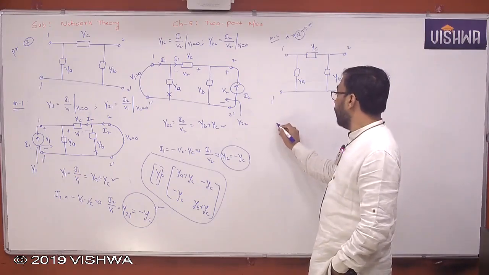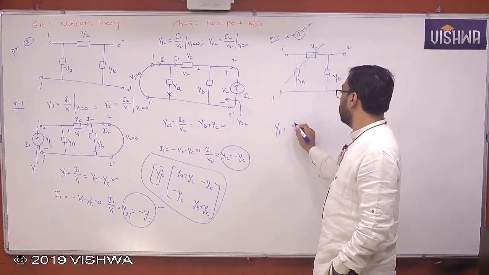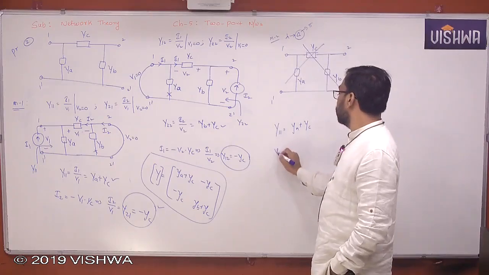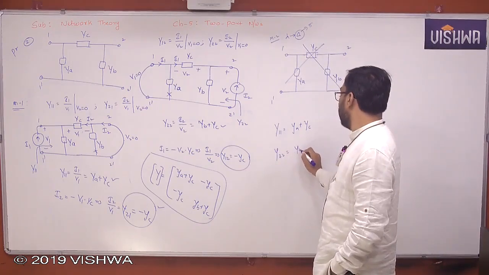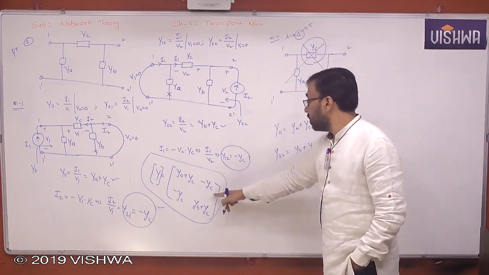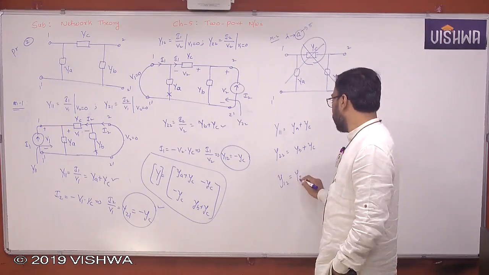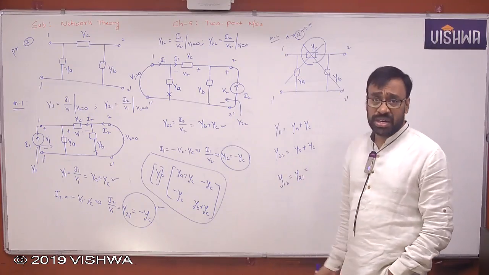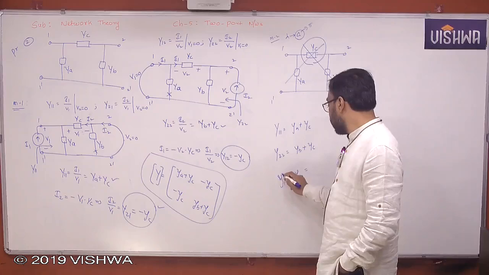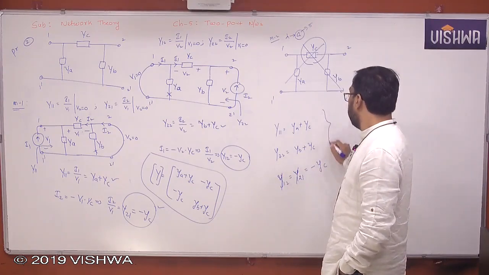So Y can be calculated now. Y11, you add these two: YA plus YC. Y22, YB plus YC. Now you already got YC minus YC. Y12 is equal to Y21. Both are same. Why? Because there is no dependent source. You know the condition for reciprocity. They are same. This is minus YC, minus of this value.